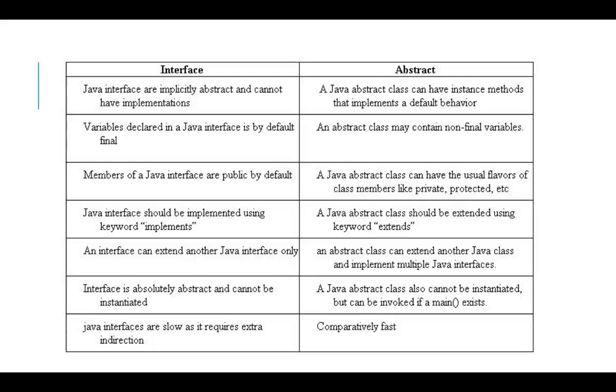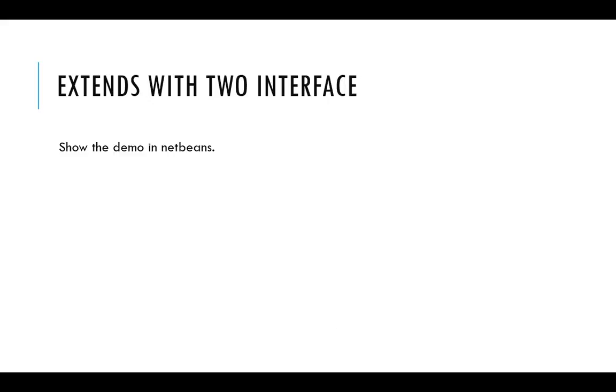But the basic and most common difference is what? All the members of an interface are by default public, but in the case of an abstract class it is not necessary. It may be public, private or protected. Clear? Okay, now the next slide, extension with two interfaces, which we have already seen in the demonstration.